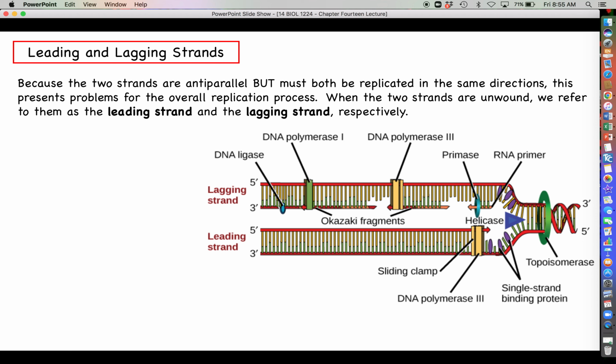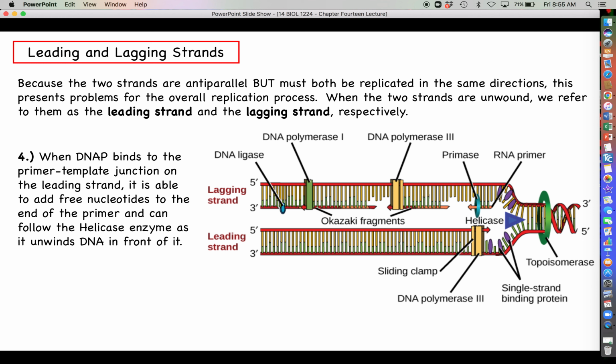Okay, before we go any further, let's talk about that complication that we talked about before. Because the two strands are anti-parallel to one another, but because they both have to be replicated from 5' to 3' end, like we said, this is going to present some problems for us. So when the two strands are unwound, we're going to refer to these two strands as the leading strand and the lagging strand. We're going to see here that synthesis of the complementary strand for the leading strand is actually fairly simple, but doing the same thing for the lagging strand is actually a little bit of a pain.